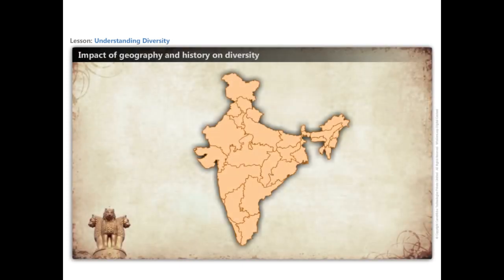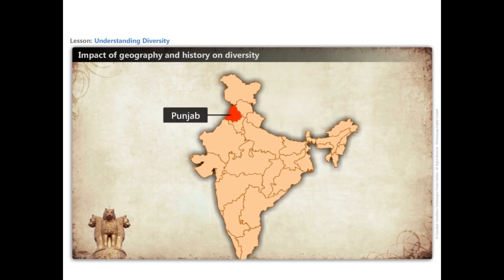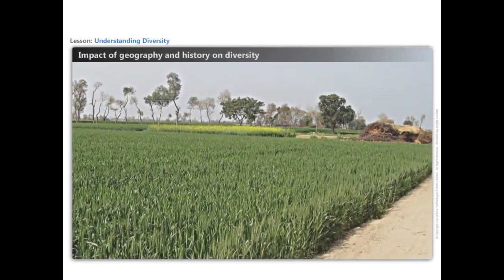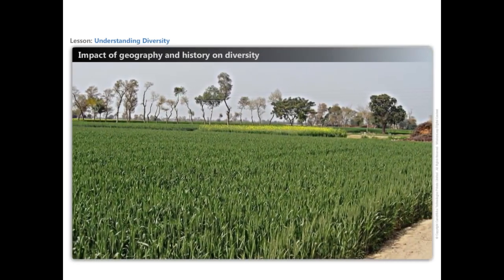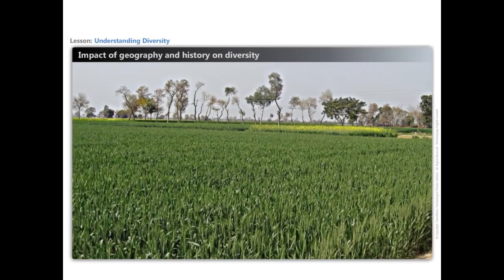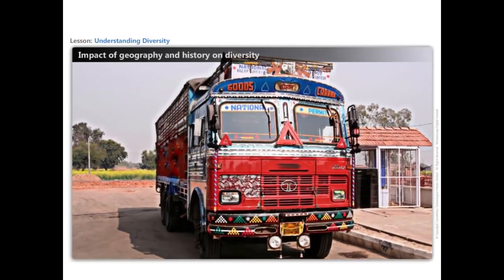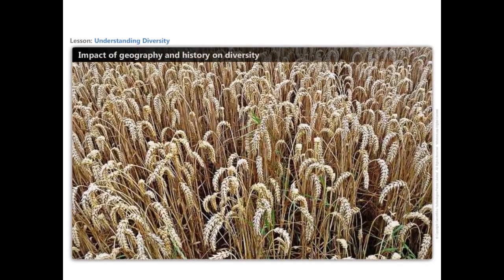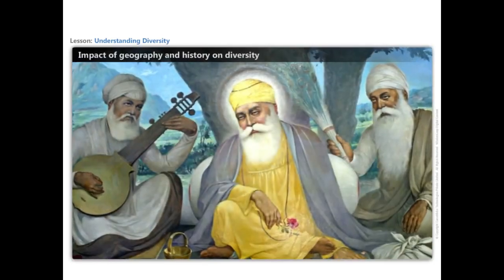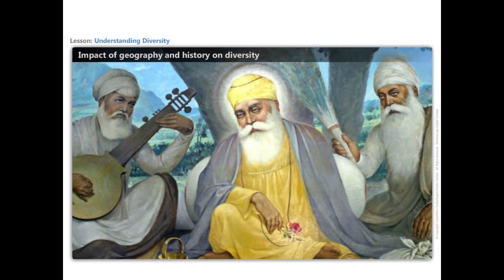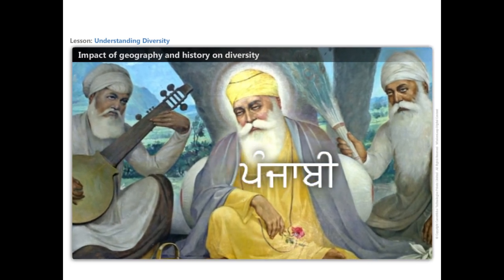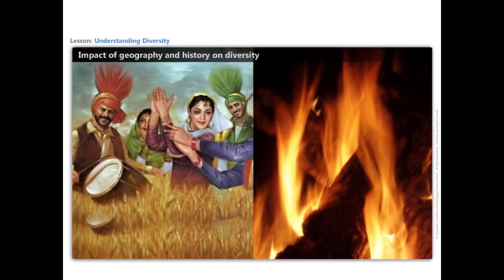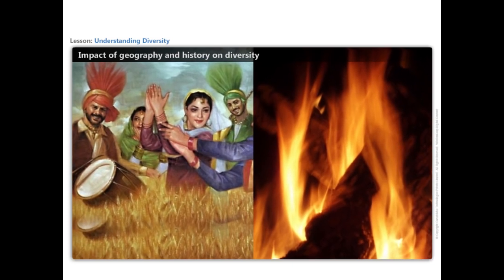Let us now do a quick tour of India and visit some important places. Punjab is located in the northern part of India. Here, the land is very fertile and farming is a main occupation. A very large part of India's food grain comes from this state. Wheat is the staple food of the state. A large population are followers of Sikhism and the native language is Punjabi. Lohri and Baisakhi are important festivals.